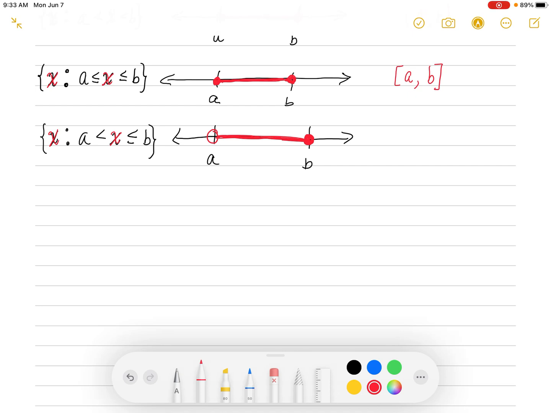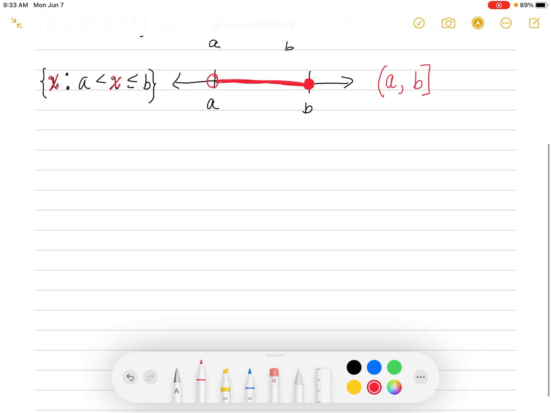So in interval notation, we'd put down parentheses, a, comma, b, bracket. Parentheses on the left means we're not including a, bracket on the right indicates we're including b.